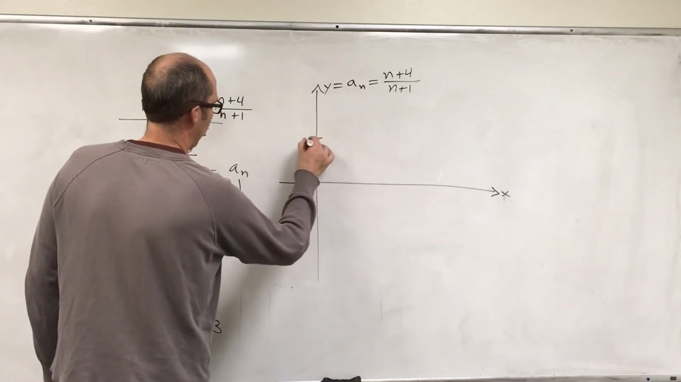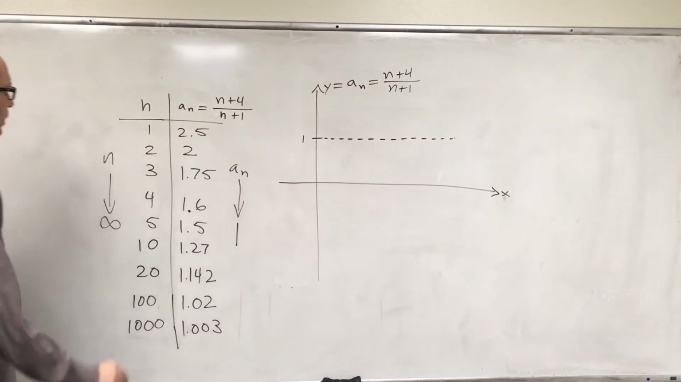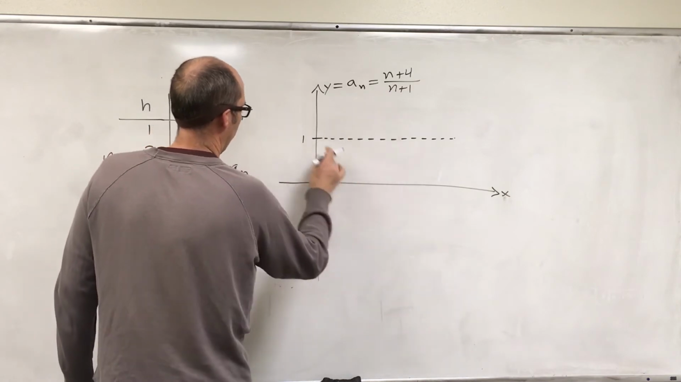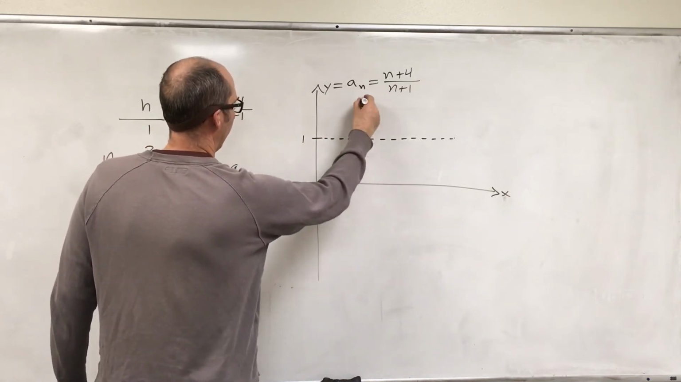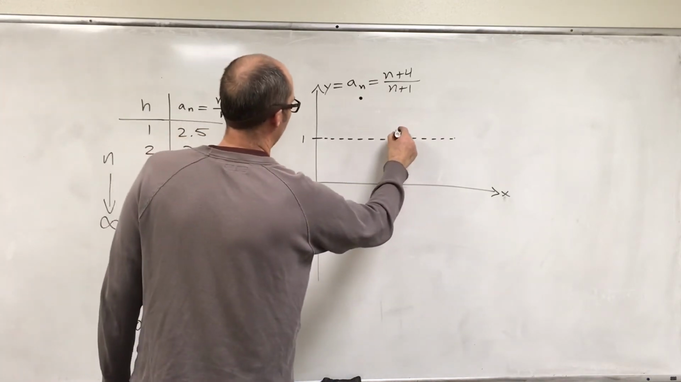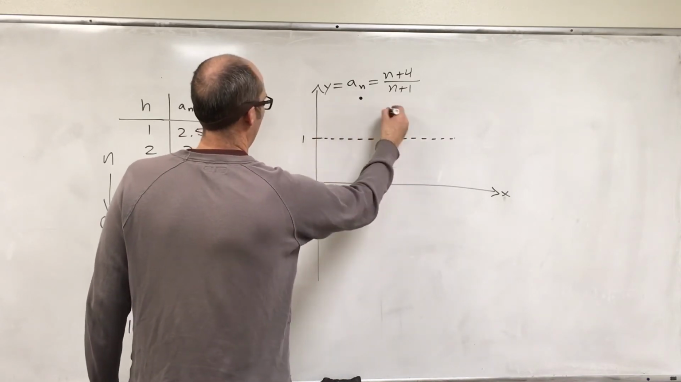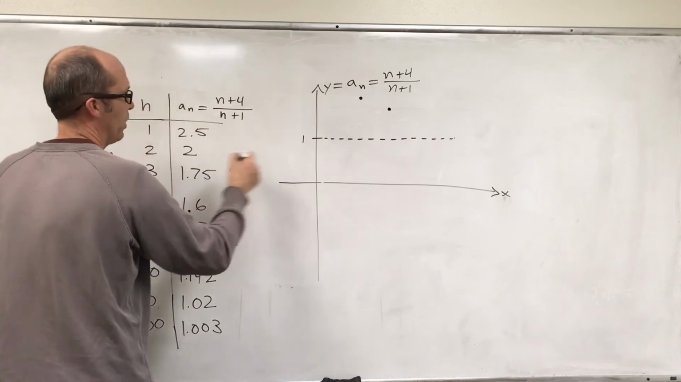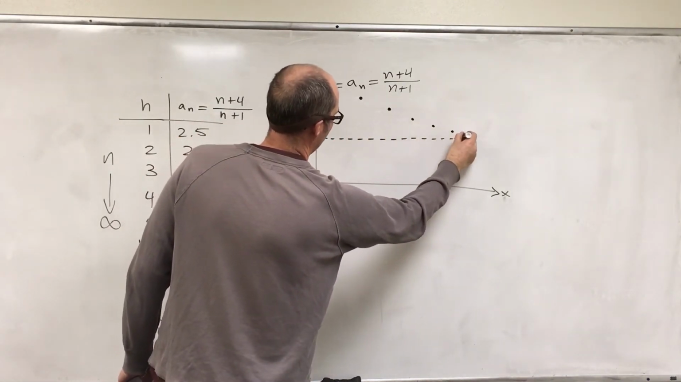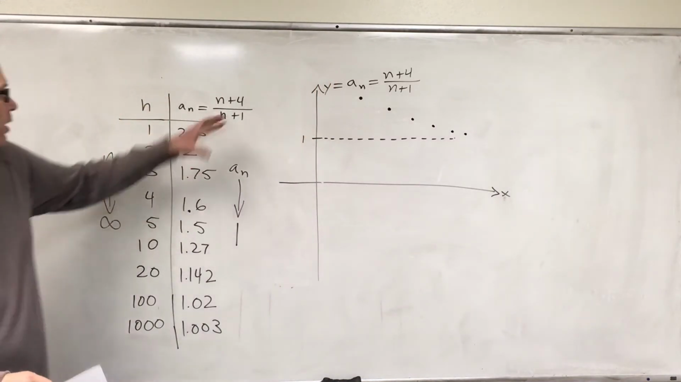Let's say, here we are at 1. And at 1, we're at 2.5. So that's about 1 there. We're at 2.5. Something like that. At 2, we're at 2. Then 1.75. Getting closer and closer to, or converging on to 1.